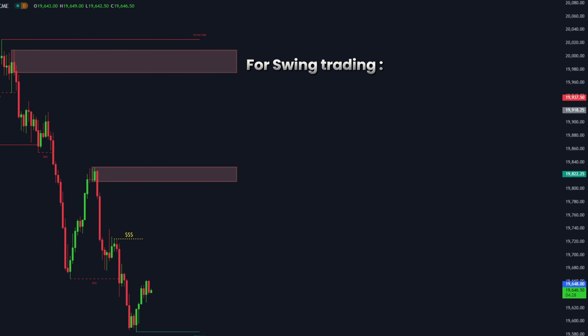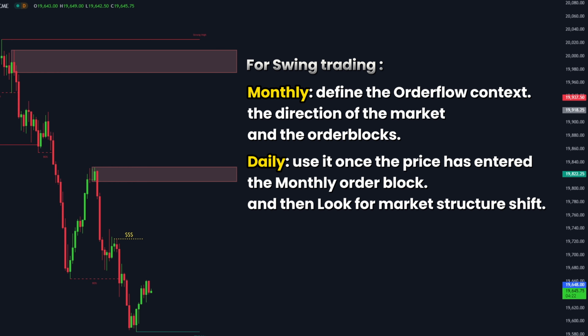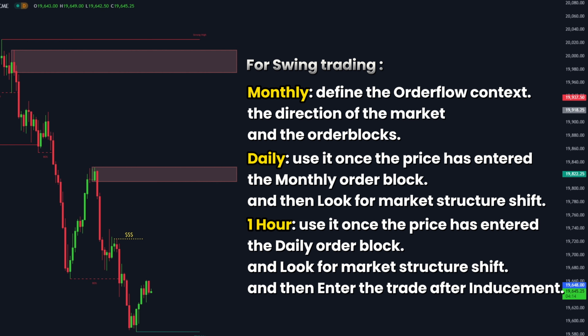For swing trading, on the monthly chart, define the order flow context, the direction of the market, and the order blocks. On the daily chart, use it once the price has entered the monthly order block, and then look for market structure shift. On the 1-hour chart, use it once the price has entered the daily order block, and look for market structure shift, and then enter the trade after inducement.